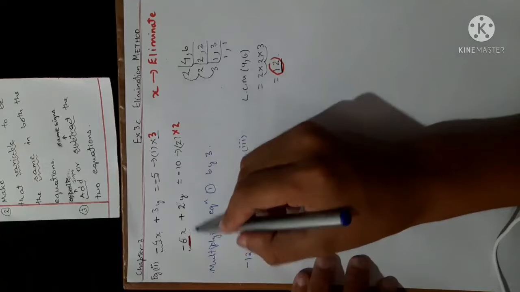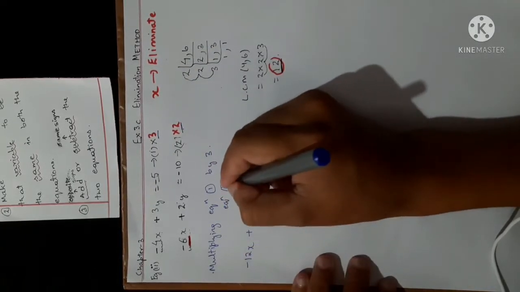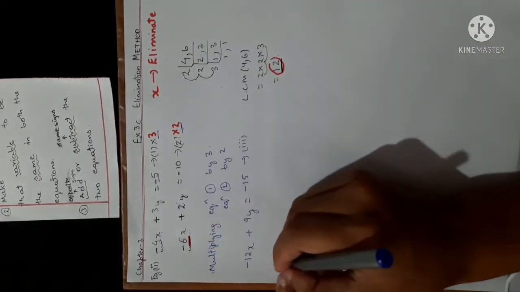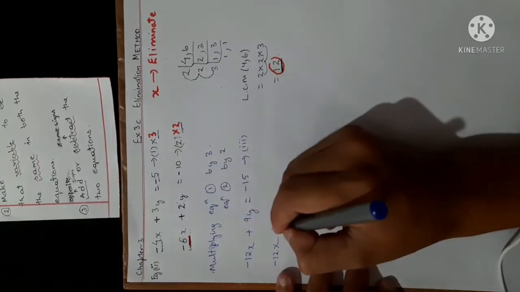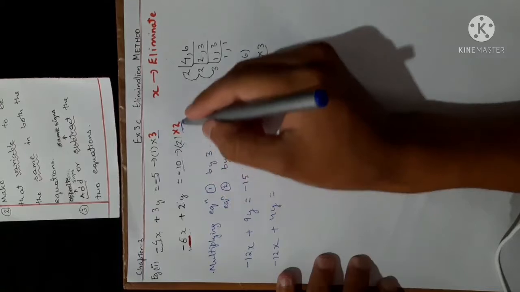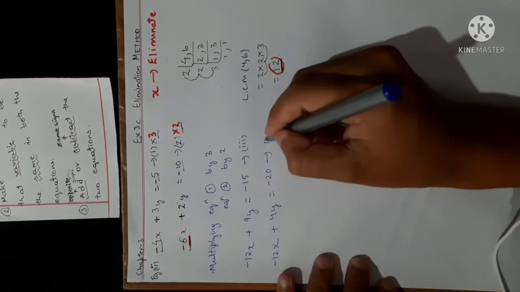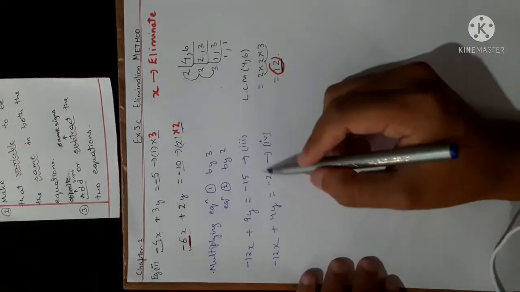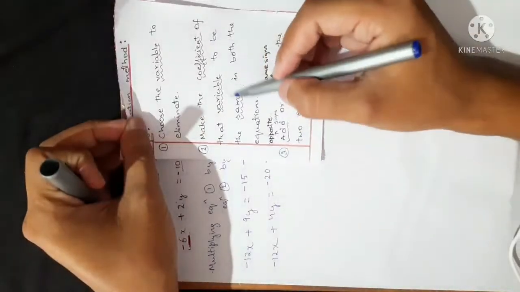Now we have to multiply equation 2 by 2. 2 multiply minus 6x, we have minus 12x. 2 multiply plus 2y, we have plus 4y, and equal minus 10. 2 multiply minus 10 is minus 20. Let this be equation number 4. So now we have got these two new equations, and we have made the coefficient of that variable to be the same.